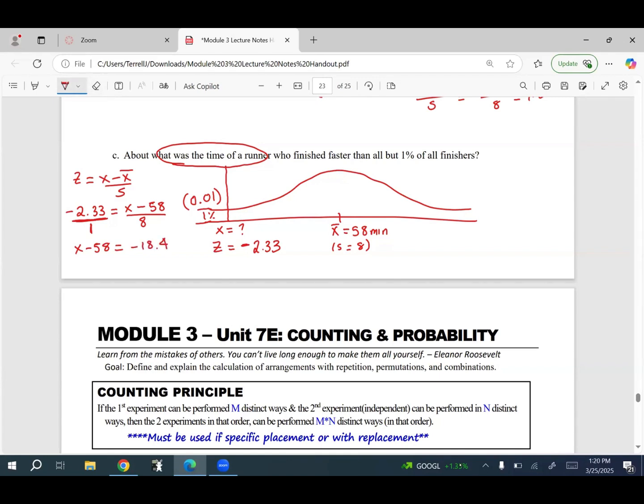And now I want to solve for x. Add 58, you should get 39.6. So that is your value. That is the time where you finished faster than 1% of the finishers.